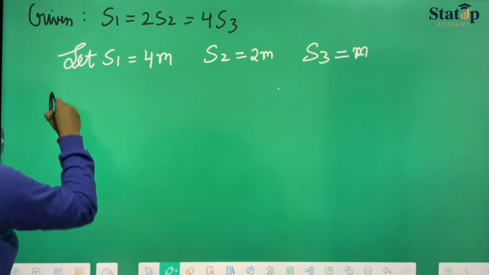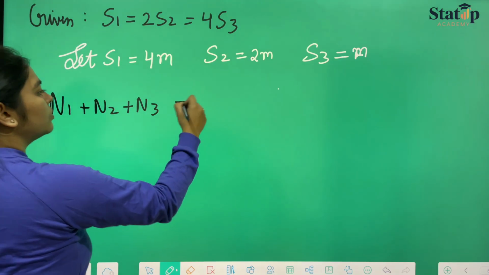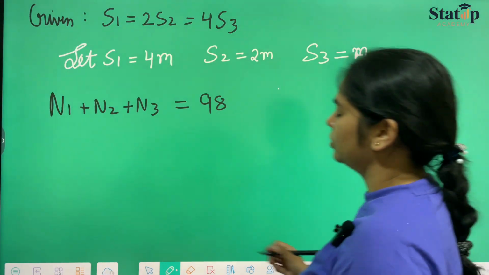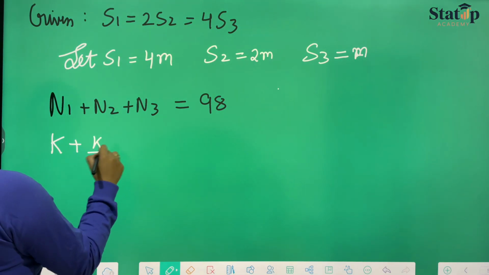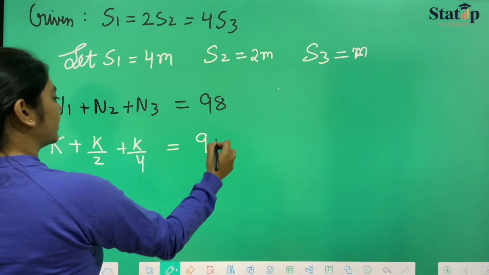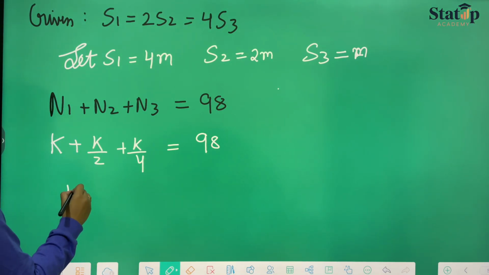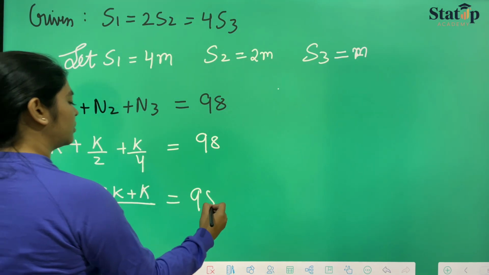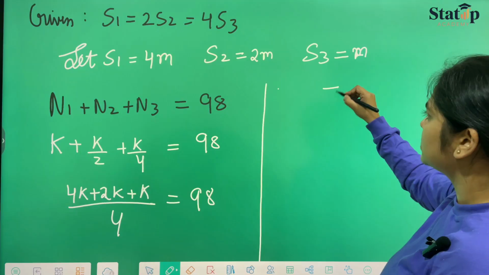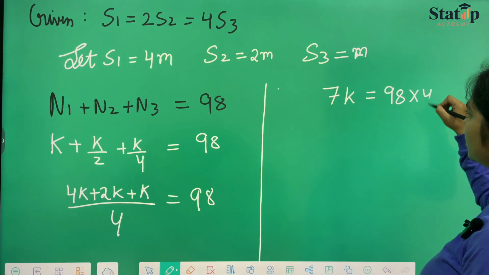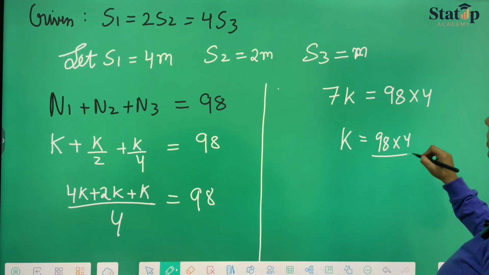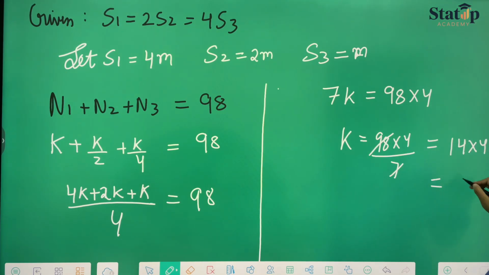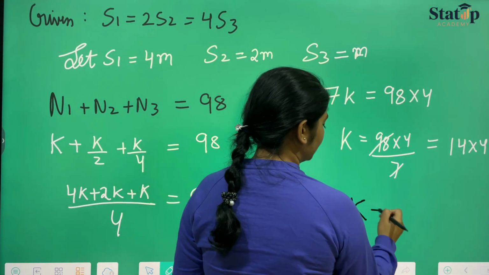So we know that N1 plus N2 plus N3 will be equal to nothing but the population size. So we'll put the values: K plus K by 2 plus K by 4, which will be equal to 98. Now taking the LCM, we'll get 4K plus 2K plus K upon 4 is equal to 98. So it will be 7K is equal to 98 into 4. K will be equal to 98 into 4 upon 7, which comes out to be 56.